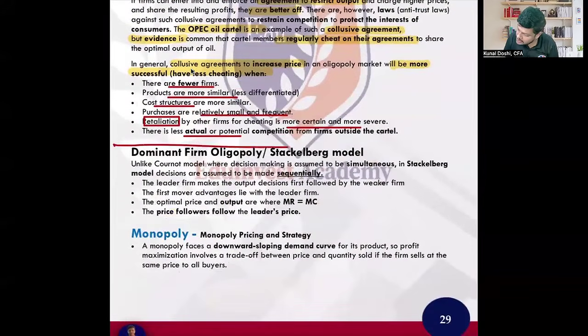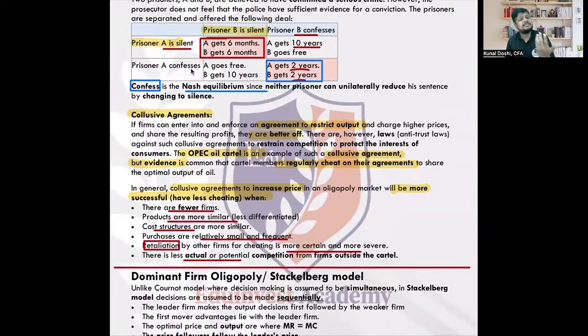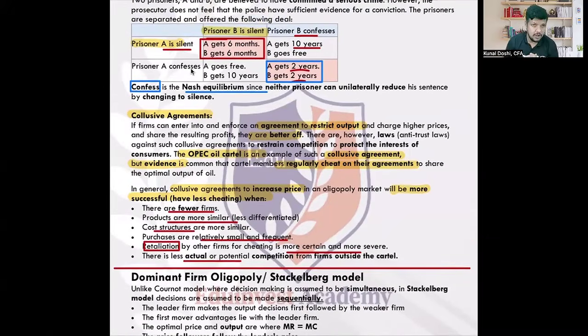So overall, what happens due to this? As soon as you hear about the prisoner's dilemma or Nash equilibrium, that is nothing but a collusive agreement or cartel. Most of the time, what is the outcome of this particular model? The outcome says that most cartels are not successful because they end up going on the second best alternative. That is, they end up cheating rather than staying silent, right?